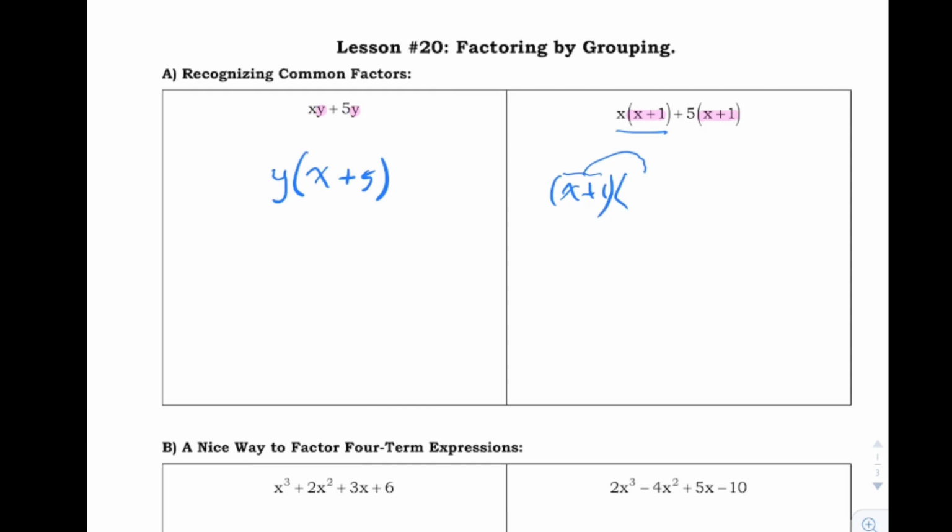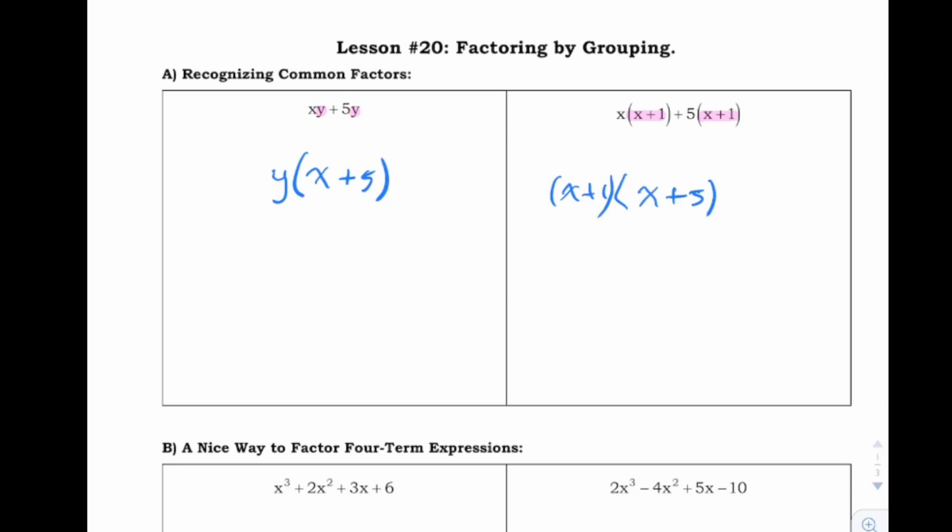X plus 1 times x would give me that term, right? X plus 1 times what would give me this term? X plus 1 times 5 would give me this term. And I know it looks goofy. We've never really done this before with factors that looked so big.